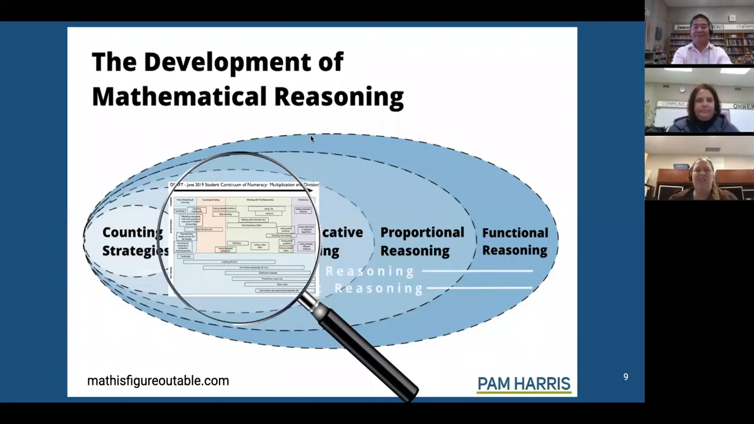I just wanted to get our brains back in the headspace of where we were. In the first session, I showed this image, and we were looking at where the continuum of student development of multiplication and division fits into the greater picture of mathematical development. This figure was created by Pam Harris, and then I interjected our continuum to give us a sense of where we are looking with our magnifying glass at this moment.